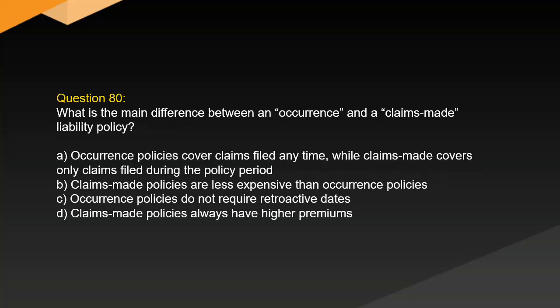Question 80. What is the main difference between an occurrence and a claims-made liability policy? A. Occurrence policies cover claims filed anytime, while claims-made covers only claims filed during the policy period. B. Claims-made policies are less expensive than occurrence policies. C. Occurrence policies do not require retroactive dates. D. Claims-made policies always have higher premiums.